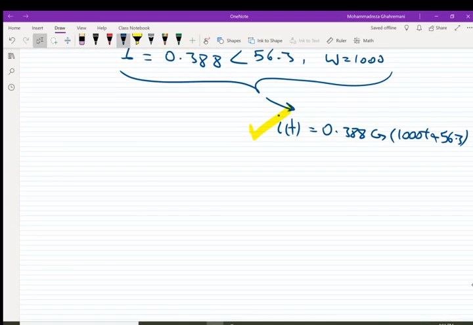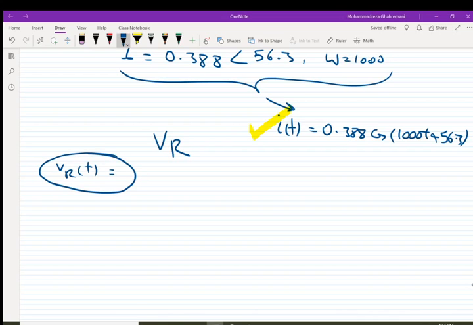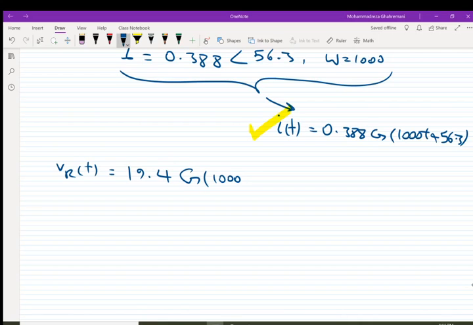The next time domain waveform is VR of t. Whenever we are working with phasors, we write it like VR. But when we are talking about the waveform in the time domain, we should add the parentheses t, so it is time dependent. So VR of t is 19.4 cosine of 1000t plus 56.3 volts.